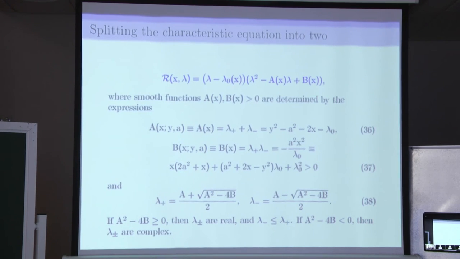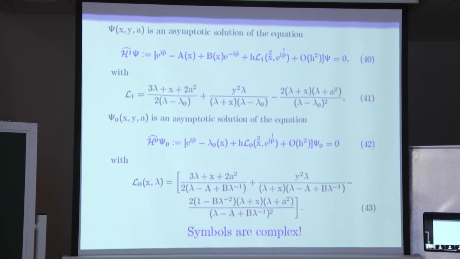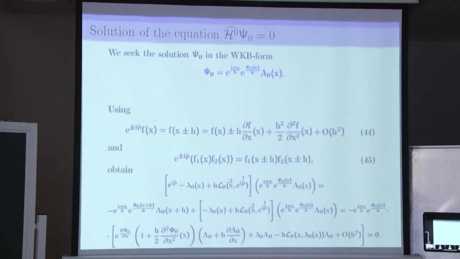Okay, now we can expand our characteristic polynomial into the product of a linear part and a quadratic part, and express the coefficients a, b in terms of the real root lambda 0, which is separated. After that, we can apply these two operators to our original pseudo-differential equation, which gives us two different equations. One of them is defined by the operator H0 and has a solution psi 0. The second is defined by the operator H1 and has a solution psi 1. And the last step is to find these coefficients. But as you see, the symbols of these operators are still complex. So first of all, we need to get rid of complexity.